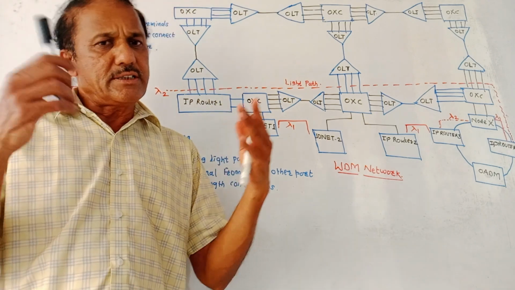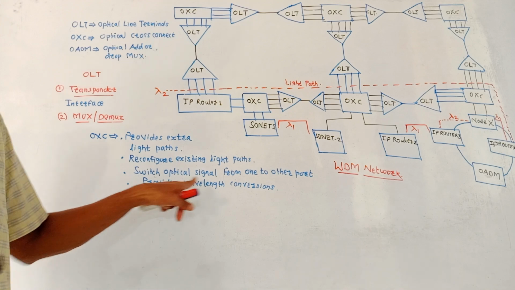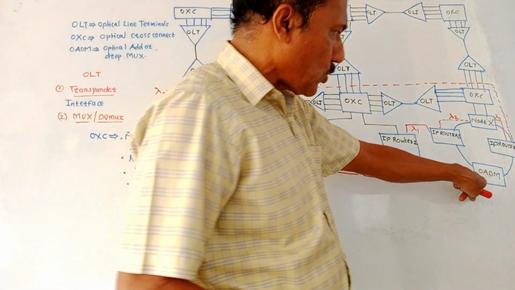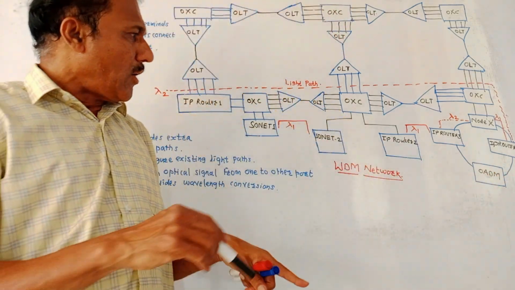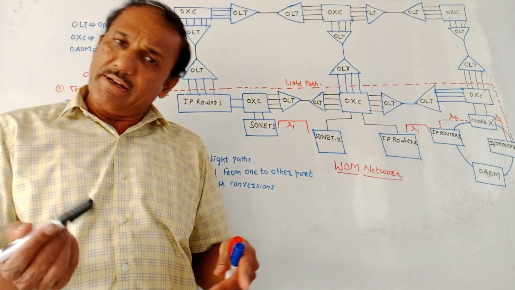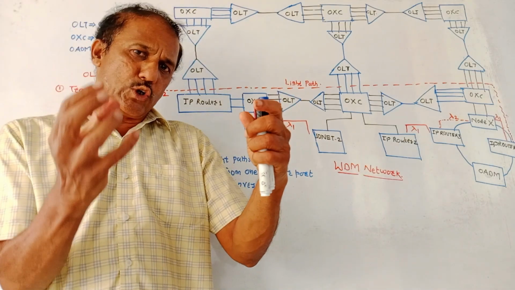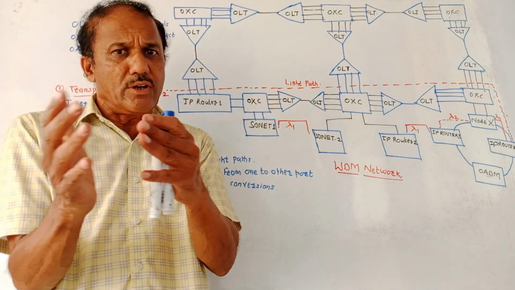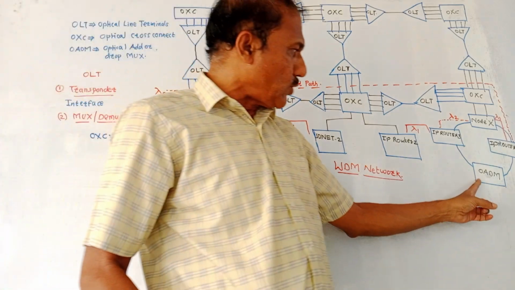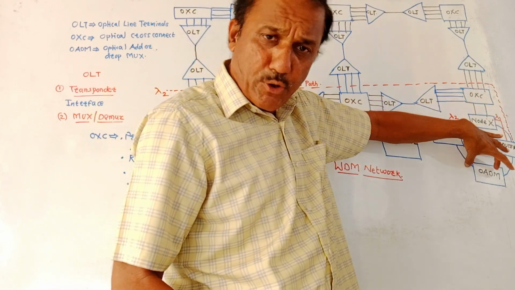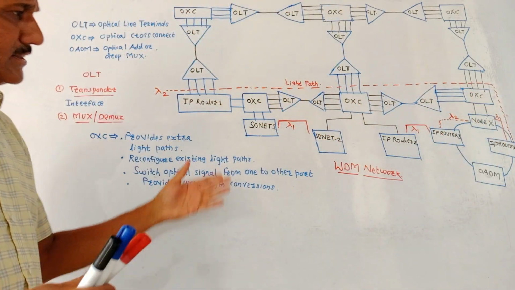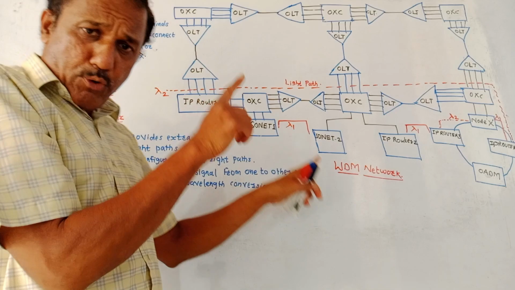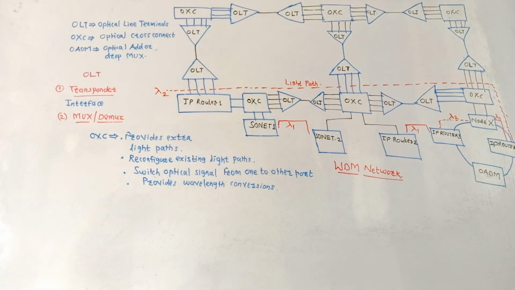And sometimes it is required to provide the wavelength conversion. So I have written it provides the wavelength conversion. This is again one extra function done by the OXC. Next block is OADM, that is optical add drop mux, that is multiplexing. In many applications, it is required to add a particular wavelength, or in some applications, it is required to drop a particular wavelength. So in that case, this device OADM is used. We are going to study this block in detail, because you may expect a separate short note related to this OADM. So this is about the block schematic of WDM network.